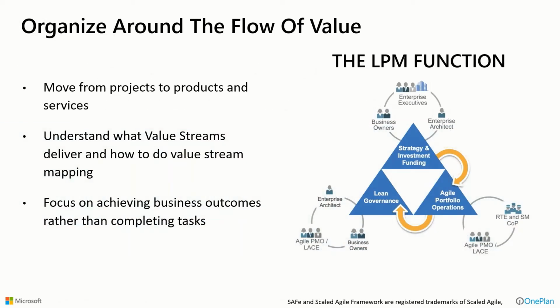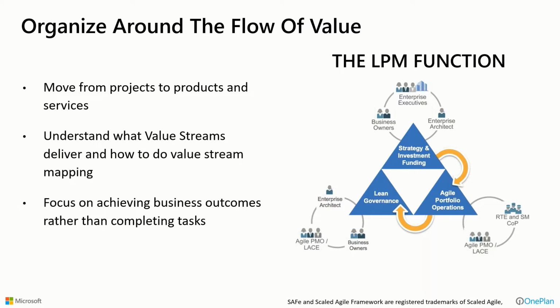One of the key precepts here is organizing around the flow of value. So instead of organizing around the project itself as a be-all and end-all, we move to a product orientation or services orientation, which could be an end product that we're actually delivering in the organization. And then understand value streams, and how value streams map to the things that we're doing within the rest of the organization. The focus on the value stream is really about achieving business outcomes rather than the be-all and end-all being just the completion of tasks as planned.